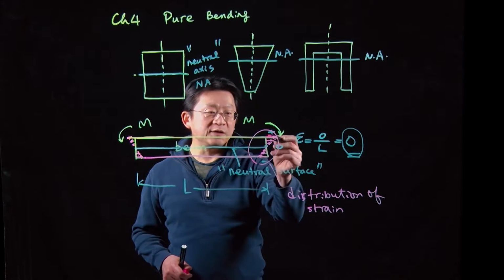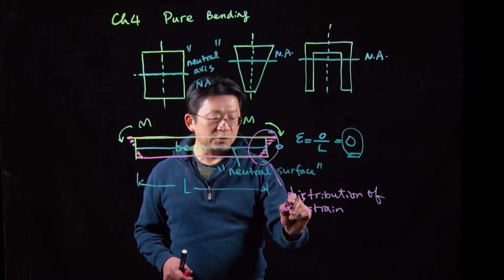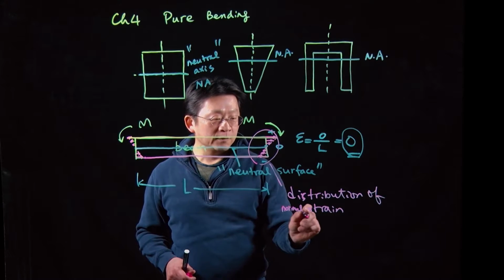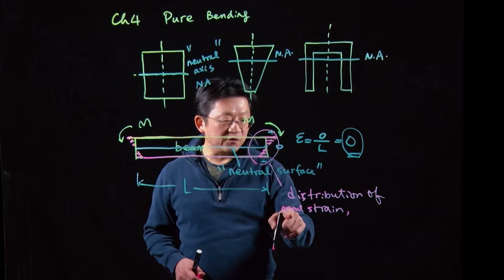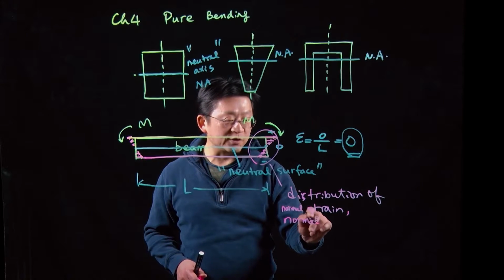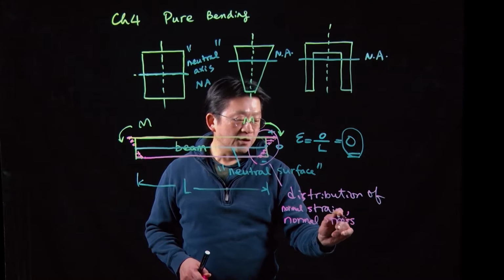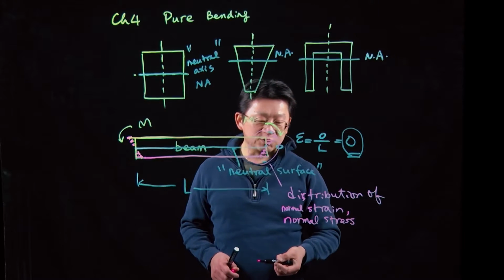And in particular, you can see this strength is normal to the cross section. So here what we really talk about is the normal strength. Also, that is the distribution. If we multiply strength by Young's modulus, that represents the normal stress. So basically, this distribution also represents the normal stress.